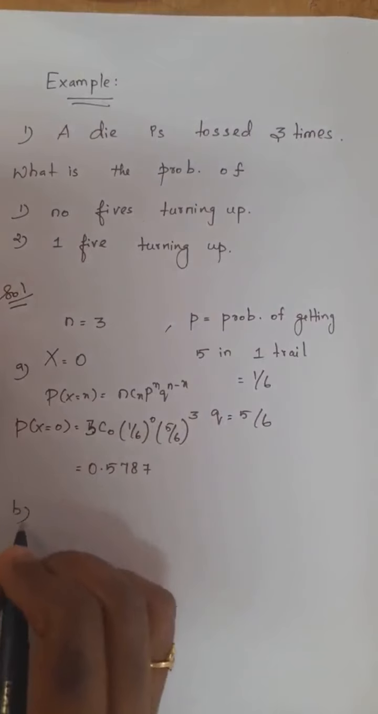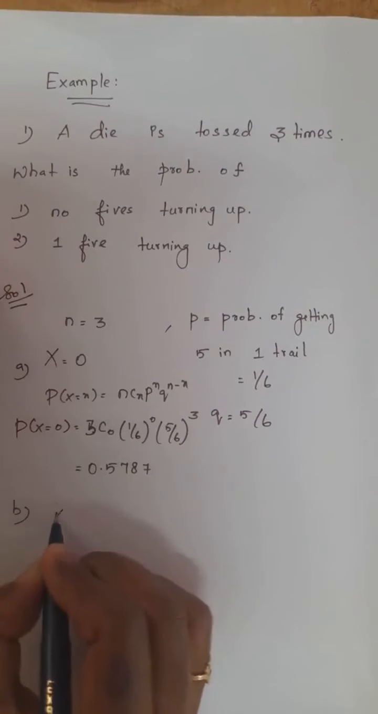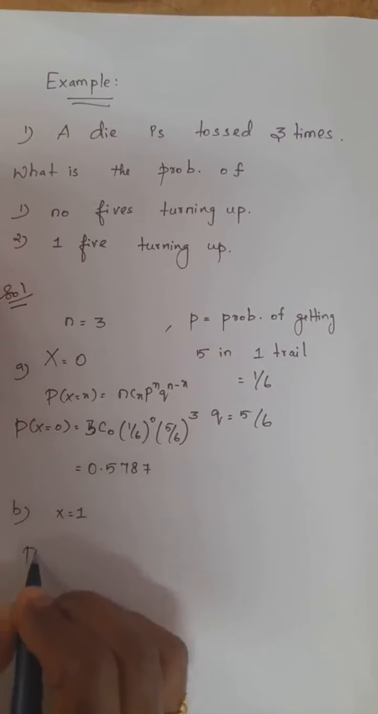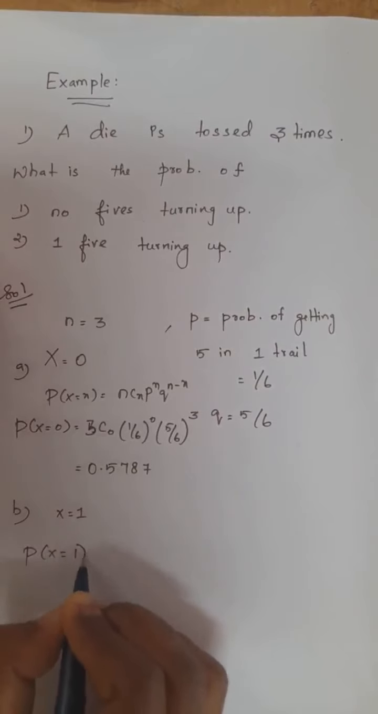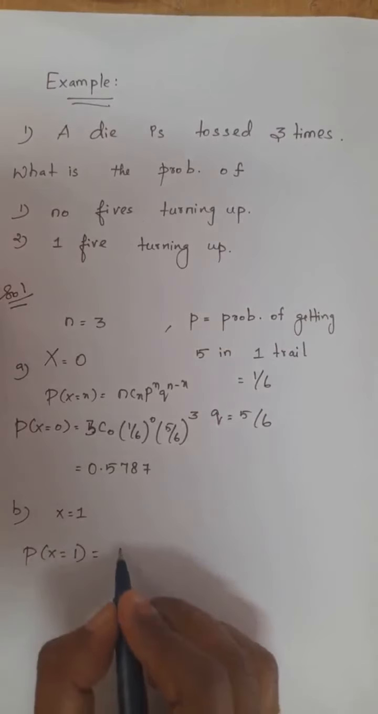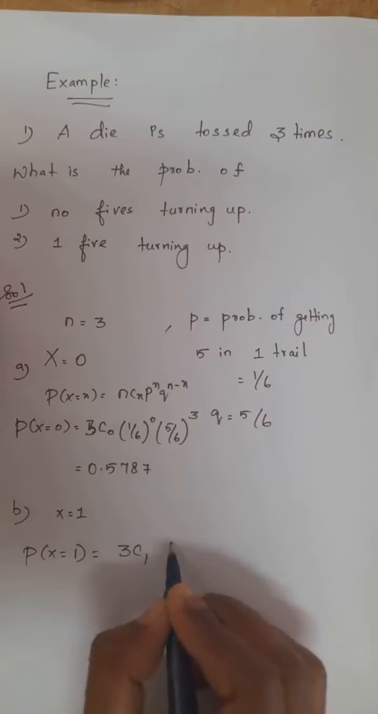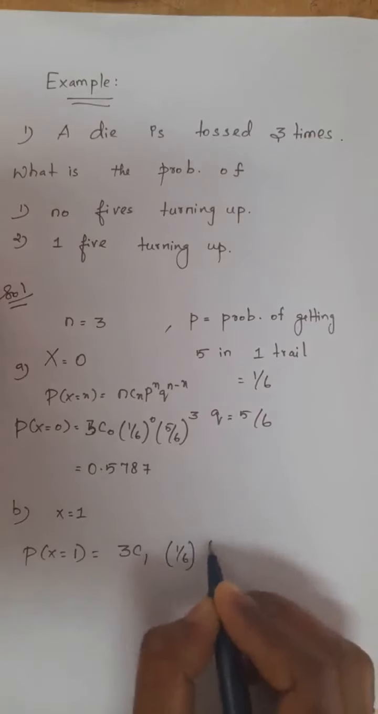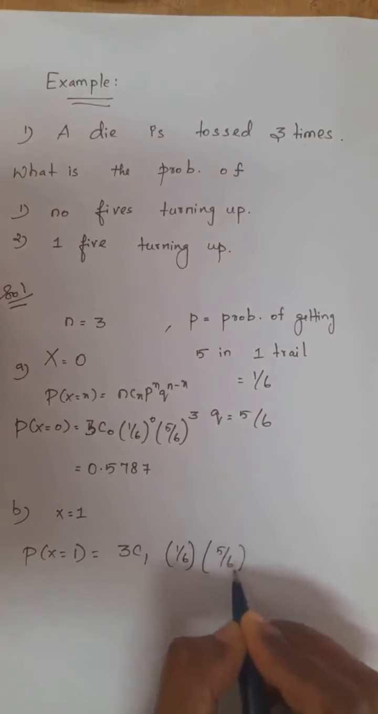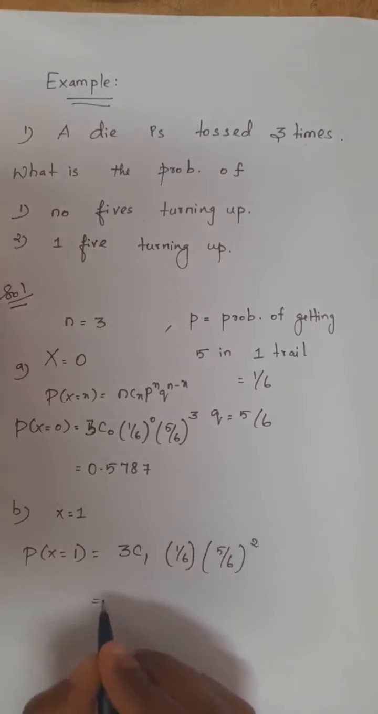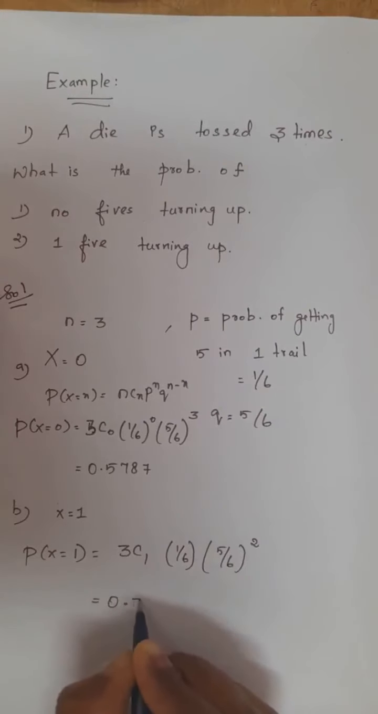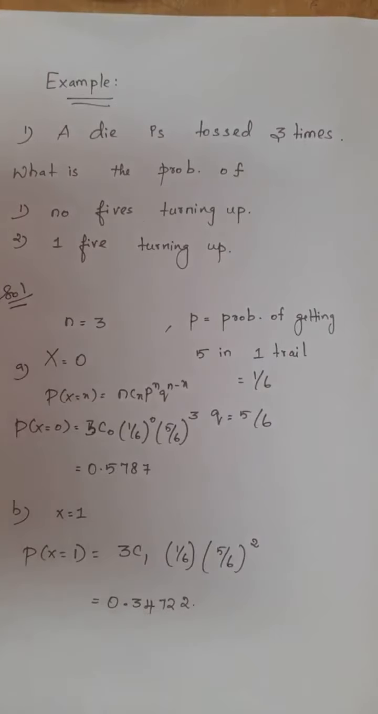Then one 5 turning up, that is x equal to 1. So I need to find the probability of X equal to 1, which is nothing but 3C1, 1 by 6 and 5 by 6 power 2. So the answer will be 0.34722. Okay, so this is an example for a binomial distribution. Hope everyone understood. Okay, thank you.